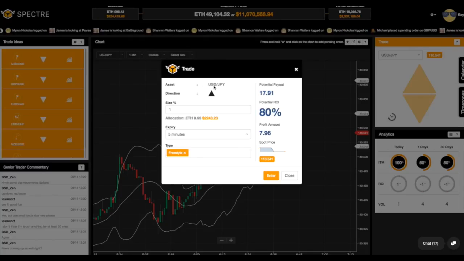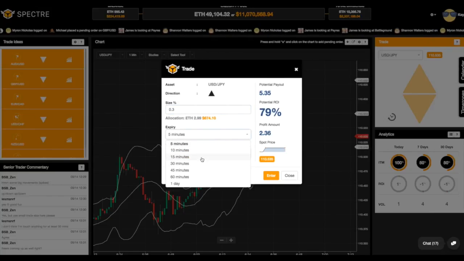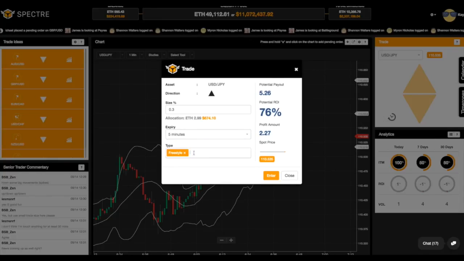So the asset is US dollar Japanese yen. The direction is up because I clicked on up, and I want to go in really small. 9 ethers is a lot. I'm just going to go in with a small position, let's say 3 ethers. The trade will expire in 5 minutes. I can select a range of expirations, but 5 minutes is the shortest. And I'm trading freestyle right now. There's a range of other types of formations, but I'm going to keep it very simple. I get a 75% payout, instant 75% payout if I'm right, and if I lose, that 3 ethers. So let's go ahead and enter this trade.